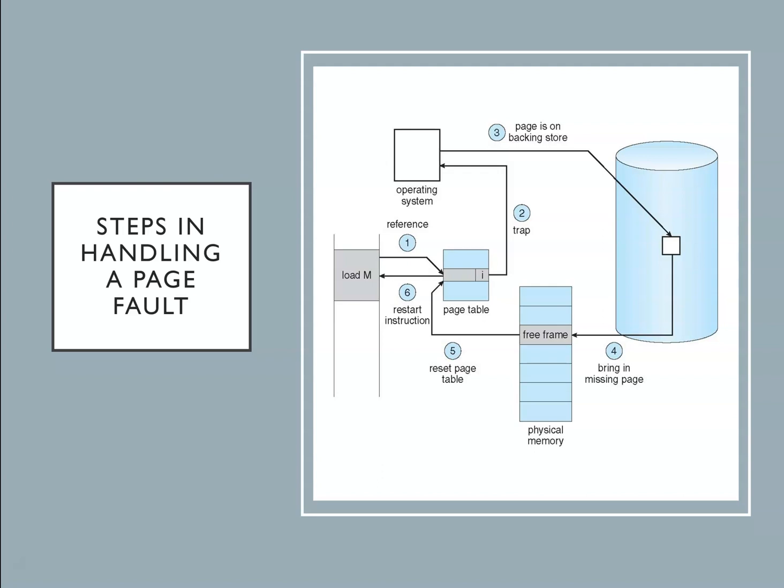So here's a diagram. So we try to load from memory. We check the page table. If it's invalid, we trap or throw an exception, however you want to refer to it. The operating system then finds the page on backing store, brings it into the free frame in physical memory, back into the page table, and then it restarts the instruction. So from the process's point of view, it's always in memory.